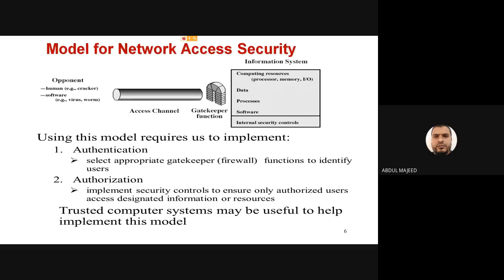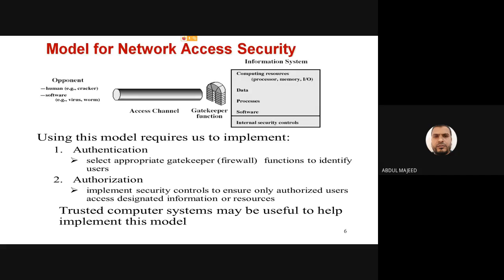Apart from the gatekeeper functionality, we must have some internal security controls also. Internal security controls we must have. We can have passwords, internal passwords. You can restrict the number of processes, you can restrict by buffer size also. Like this you can control that access.